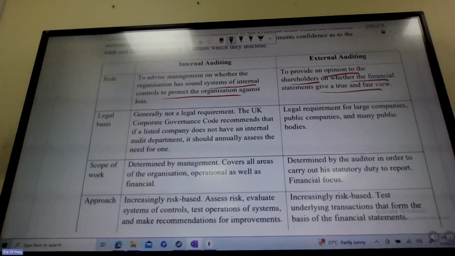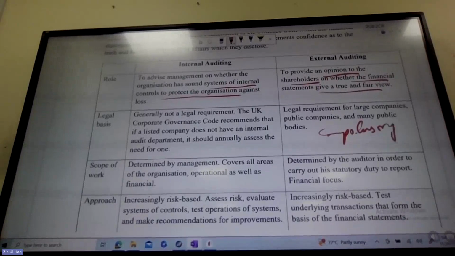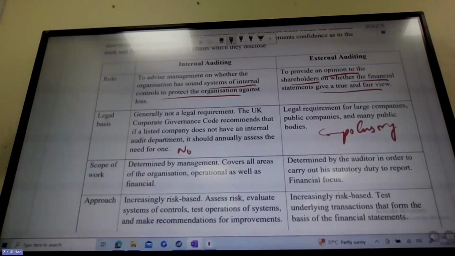The external auditor is legally required, compulsory. Every listed company should appoint an external auditor to audit its financial statements. But the internal auditor is not mandatory. It's better for a company if they have an internal auditor, but it's not compulsory. If management can review the internal control system by themselves, there is no need for an internal auditor. But it's better they should appoint an internal auditor. It's not compulsory, but the external auditor is legally required for all listed companies.